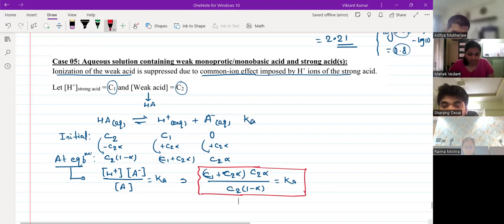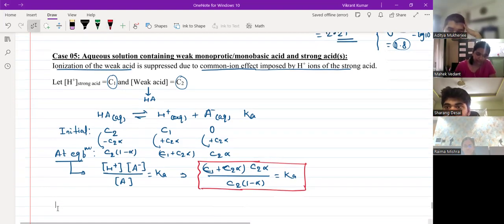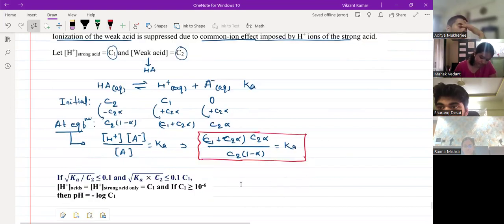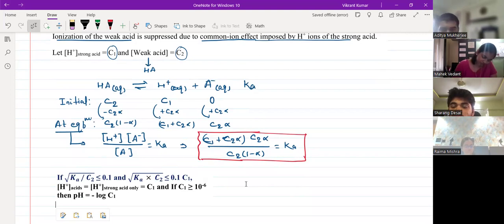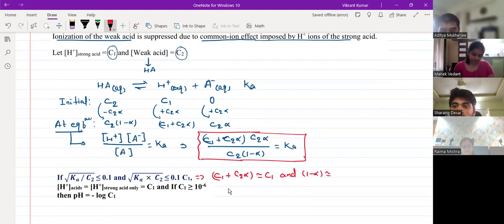तो विल बी चेकिंग टू कंडीशंस एक्चुअली. पहला है कि if we are getting under root k by C2, C2 is the concentration of weak acid, if that is less than 1 and under root k into C2 is less than 1/10 of C1, अगर ये दोनों वैलिड होते हैं तो वी कैन इग्नोर. अगर ऐसा होता है तो वी कैन डायरेक्टली राइट C1 plus C2 alpha will be C1, and we can write 1 minus alpha will be 1.